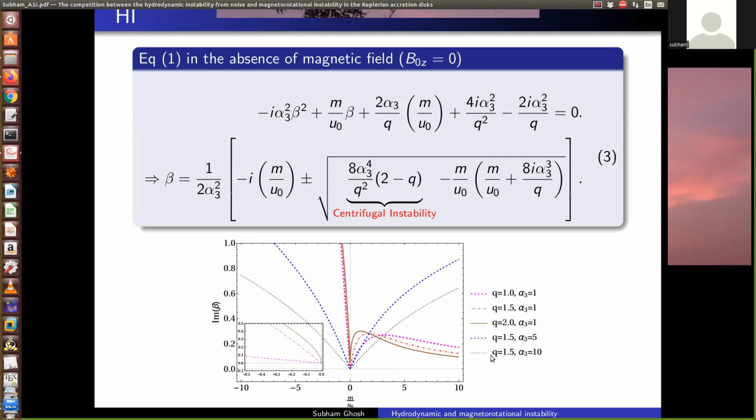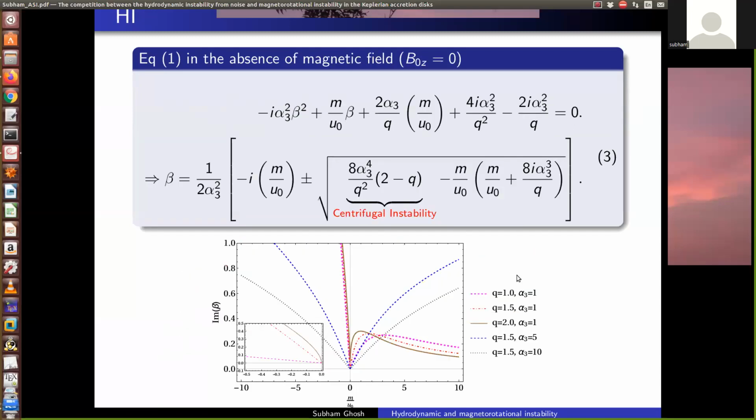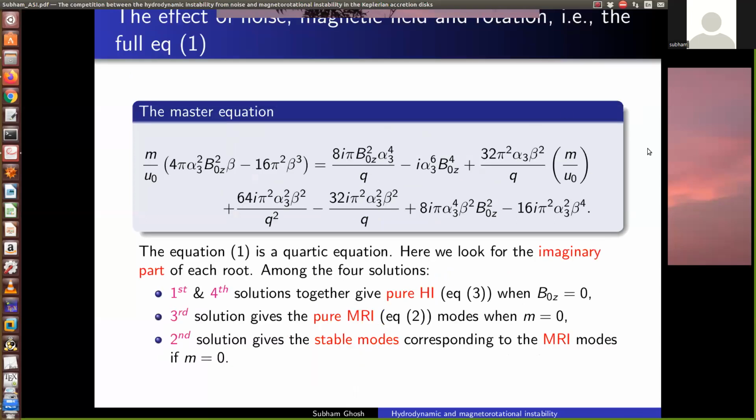This is our interest, and we see here the growth rate is more than 0.5 in the positive and negative side, because for the black curve the maximum growth rate is 0.5, but in the hydrodynamic case it is more than 0.5. Having said that, let's study the whole equation.